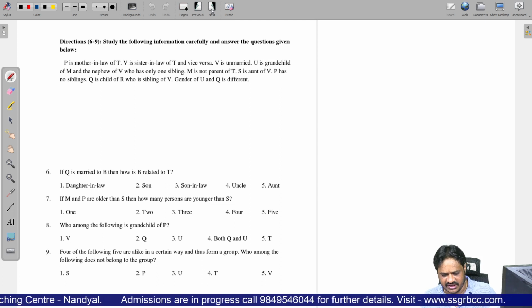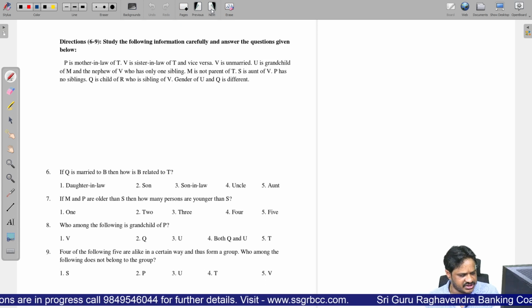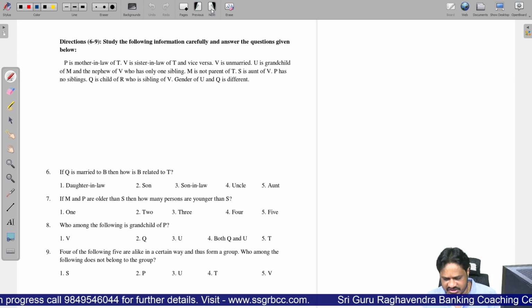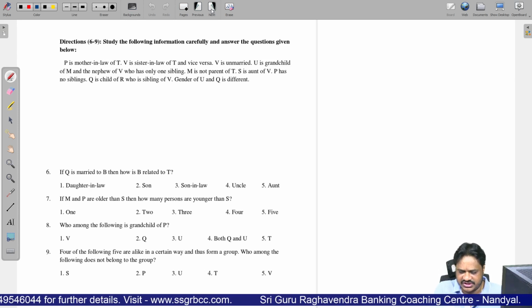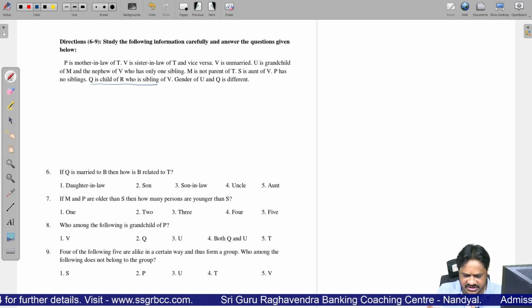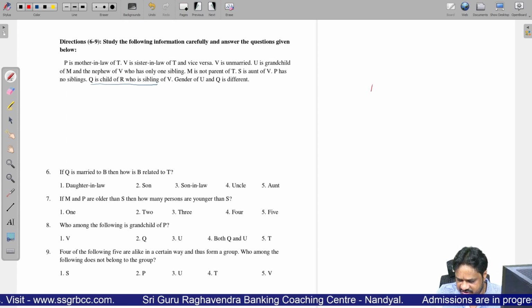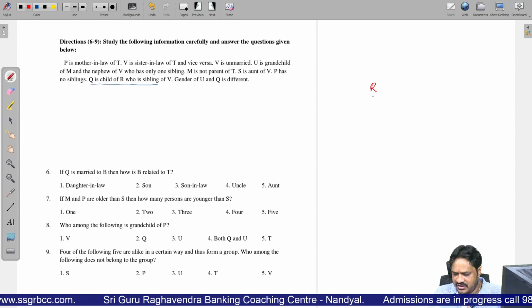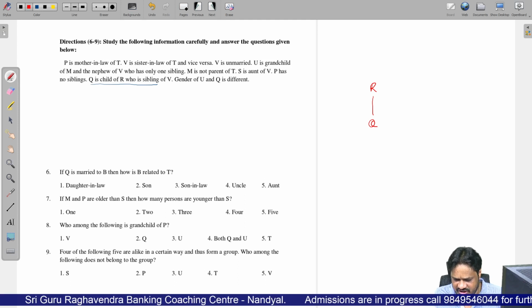P is the mother-in-law of T. V is the sister-in-law of T and vice versa. U is the grandchild of M. Then Q is the child of R, who is the sibling of V. Let us start from here. Q is the child of R. First write down R. R's child is Q.